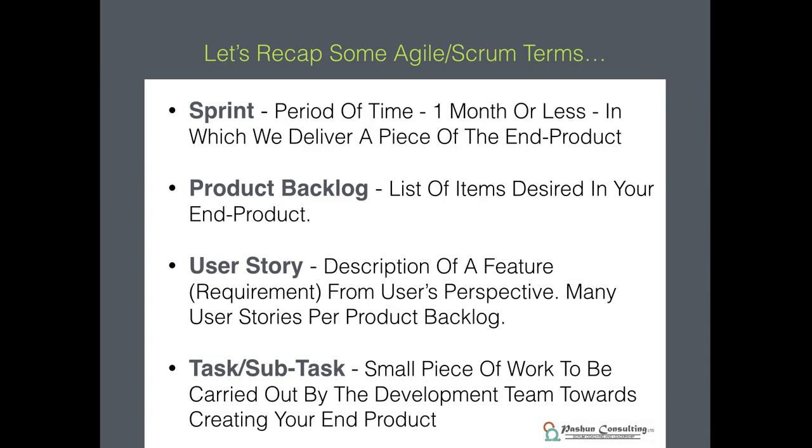So you'd usually have a number of tasks or subtasks to each user story and a number of user stories in the product backlog. And your product backlog would be split up into various pieces. So subsets of user stories, each of which are delivered in a sprint. That's the way it works.